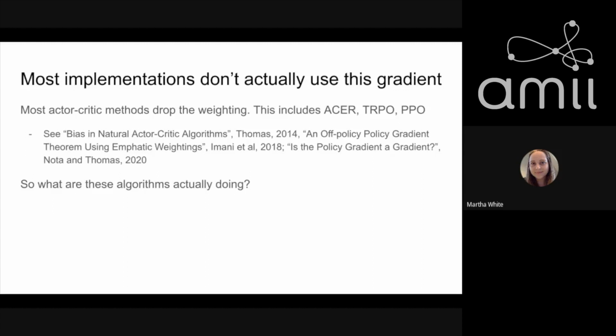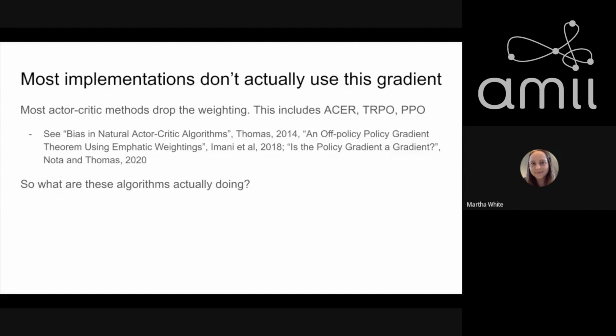Most of these methods just ignore that weighting, and there are a few papers that highlight that when you ignore that weighting, it introduces bias, and in some cases it means your policy gradient isn't actually a gradient. Most of those are from Phil Thomas. Then we have a paper in this group, me and Hassan and Eric, about how if you do drop that weighting, in some cases you can converge to really bad solutions. We just have one counterexample that shows this can be bad.